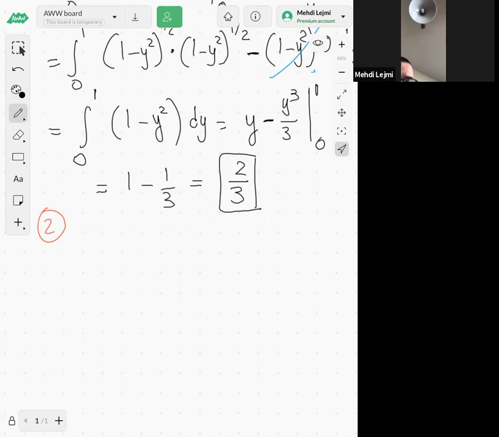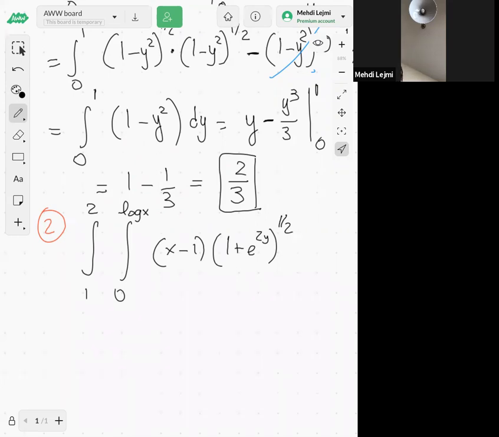let's just do it. So this is the integral from 1 to 2, and 0 to log of x, of the square root of 1 plus e to the 2y. I'm going to just use the power half here instead of the square root symbol, and then of course we have dy dx. So again, guys, same remarks.